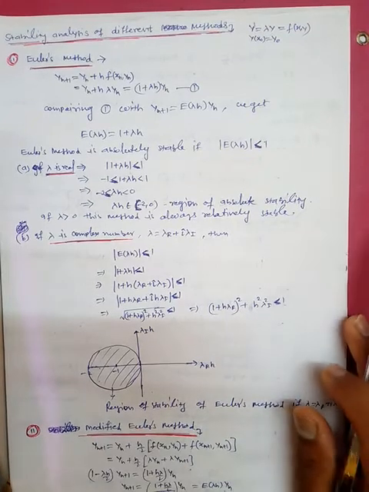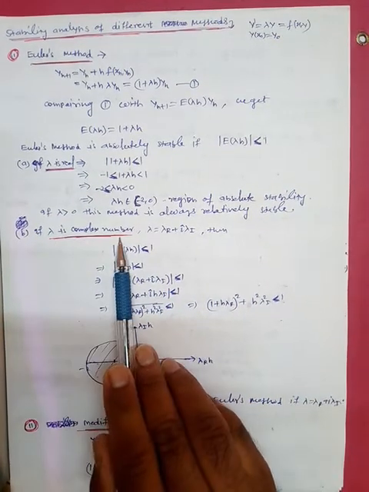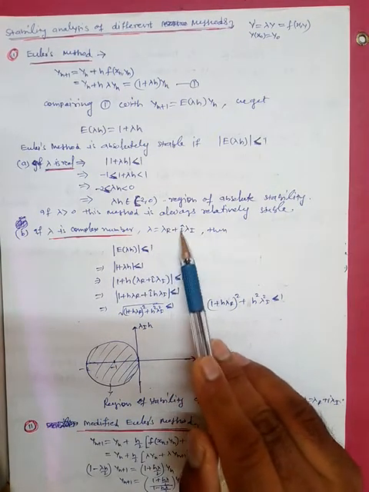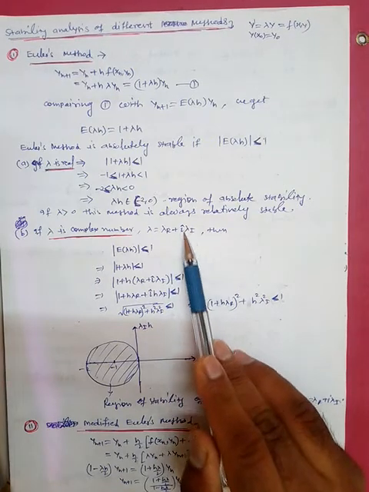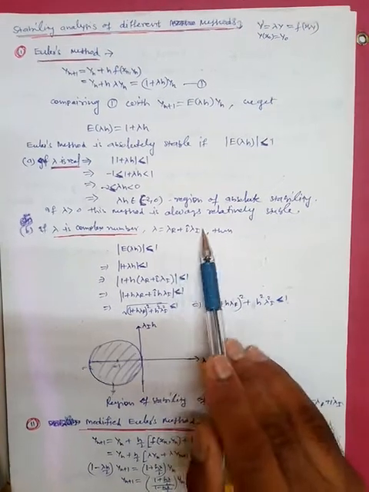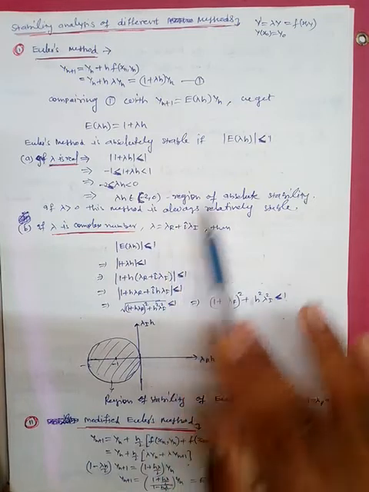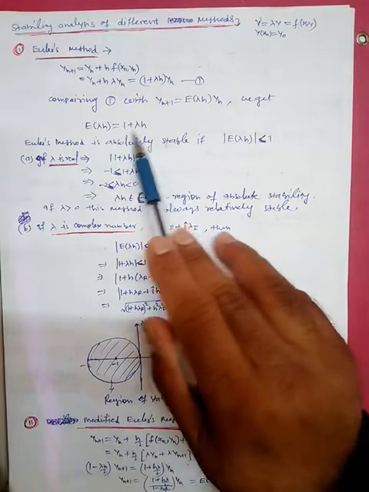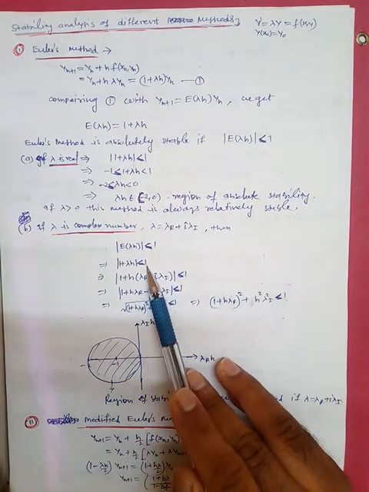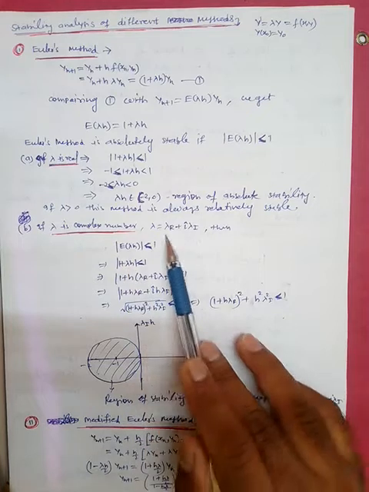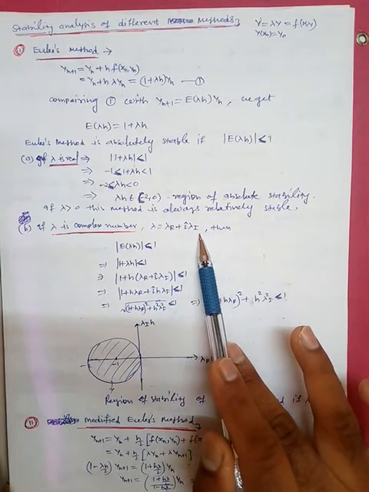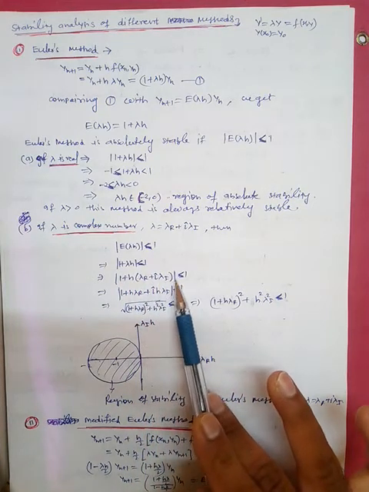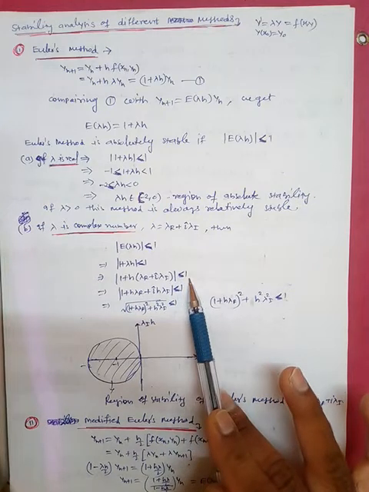Now the second case, when λ is a complex number. Suppose λ = λ_R + iλ_I, where λ_R is the real part and λ_I is the imaginary part. Now we take the relation that the magnitude of e^{λh} is less than 1, but e^{λh} is 1 + λh, so the magnitude of 1 + λh is less than 1. Then we replace λ by λ_R + iλ_I, so we get the magnitude of 1 + h(λ_R + iλ_I) less than or equal to 1.